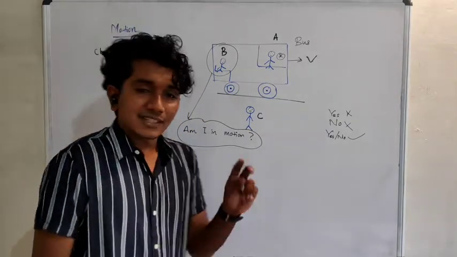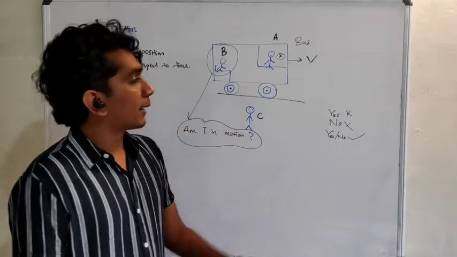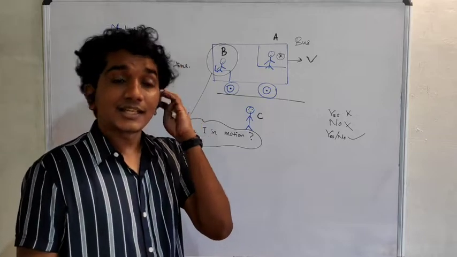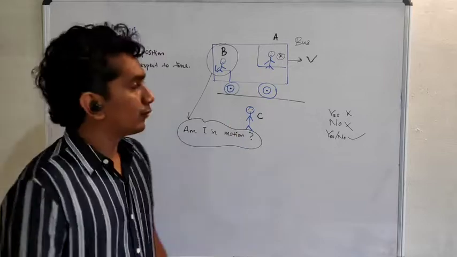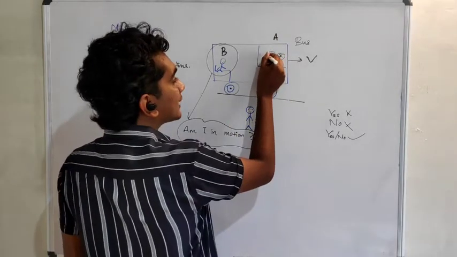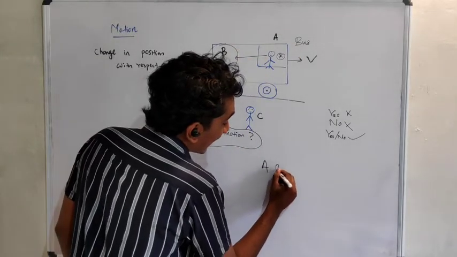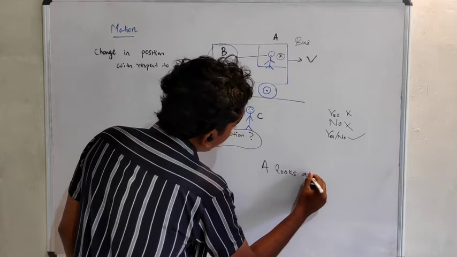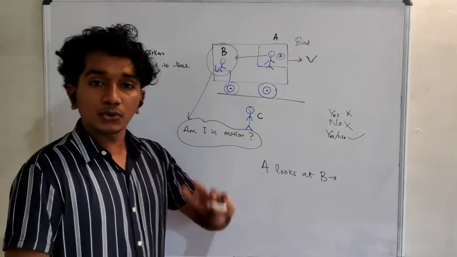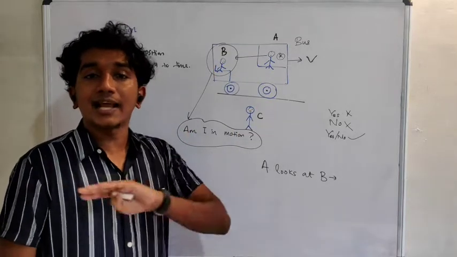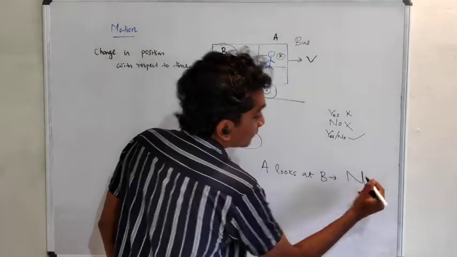Why? Because look at this. What is the idea of motion? Change in position with respect to time. The question asked is, is this guy in motion or not? When A looks at B, then A would say that no, B is not in motion. B is just sitting over there and is not moving.